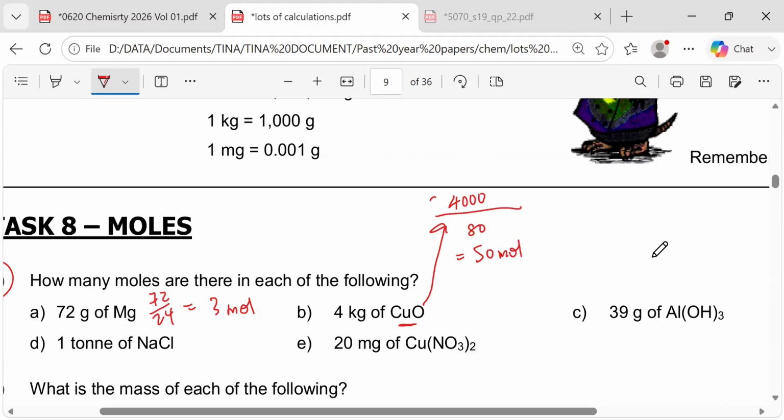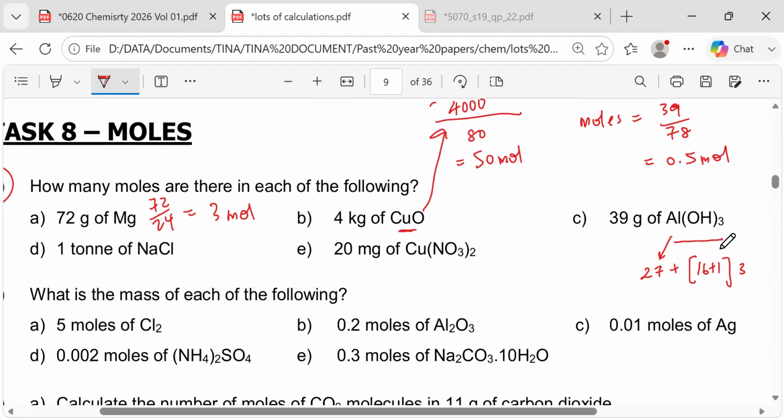How much was the molar mass of aluminum hydroxide? 27 plus 16 plus 1, times 3. 17 times 3 plus 27, so you get 78. So your amount of moles is 39 over 78, equals 0.5 kmol. Do you understand how to count?